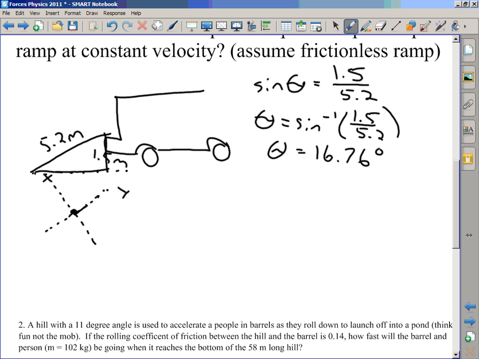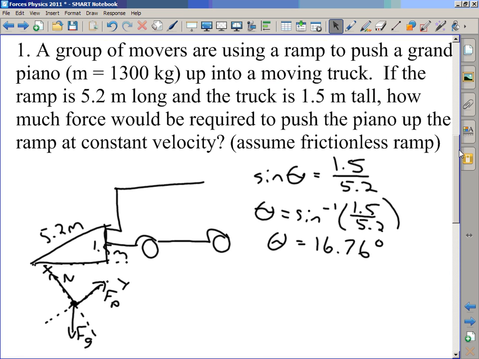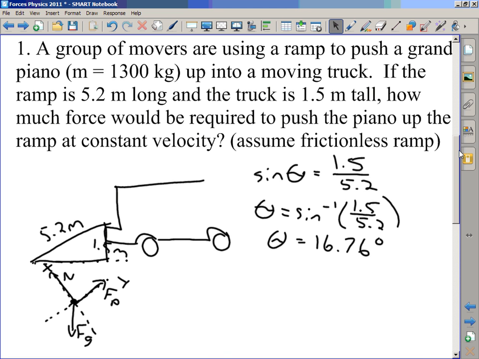Going up the ramp, I've got a force pushing it, right? I've got normal force. Normal force, this is the common misconception, does not go straight up. It goes perpendicular to the surface. So on a ramp, it's going to go purely in the tilted y-axis, perpendicular to the surface. On the other hand, gravity does go straight down. We can just go ahead and break it into components. Mass of the piano was 1,300 kilograms.